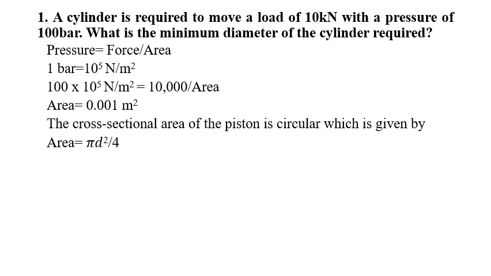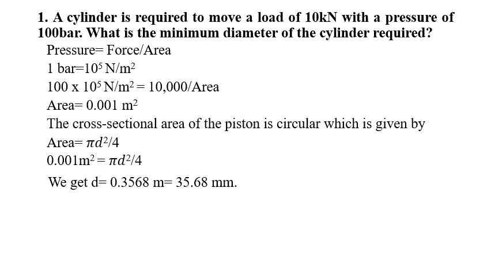The cross sectional area of the piston is circular, which is given by area equals pi d square by 4. Area, you already got the answer. Just substitute 0.001 meter square in the place of area, and the right hand side as it is, pi d square by 4. Here d is unknown. Go for simplification. We get d equal to 0.3568 meter or 35.68 millimeter.